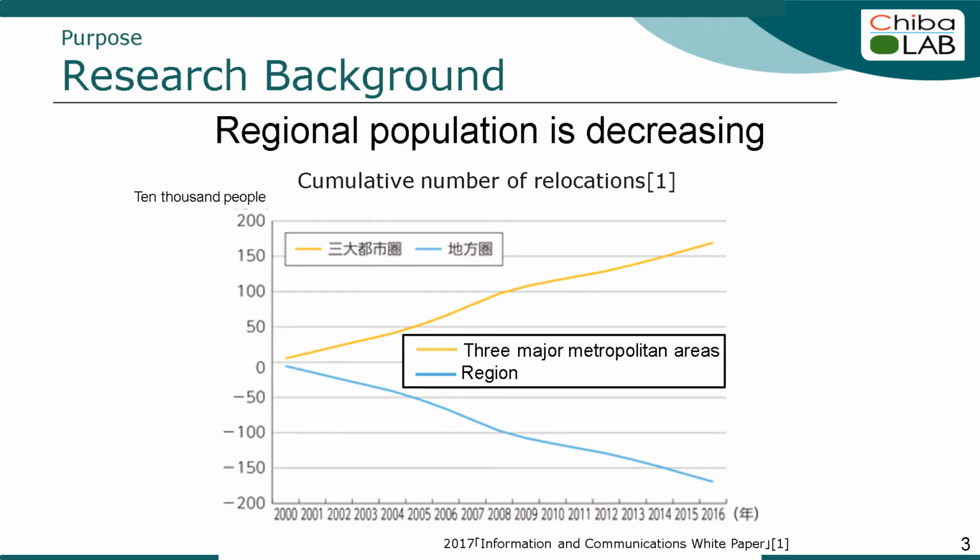Currently, regional population is decreasing because the declining birth rate, aging population, and emigration to the city are progressing. Look at this figure. This figure shows the cumulative population that has moved from each area. You can understand that people who live in the regions migrated to the city.